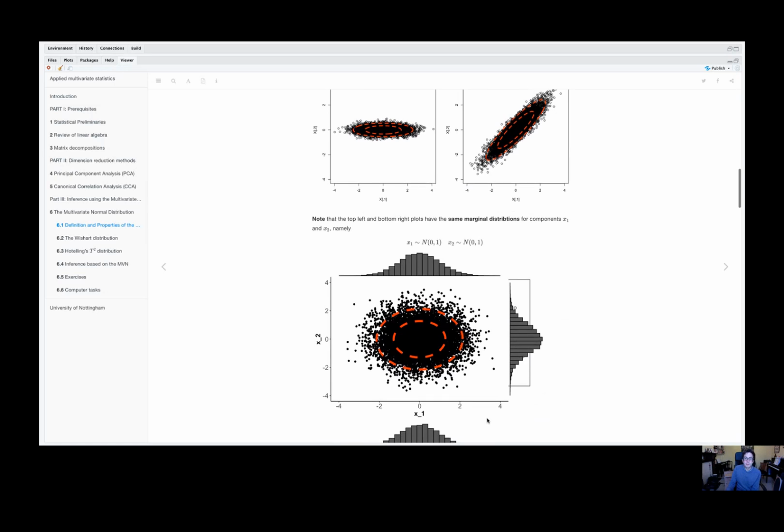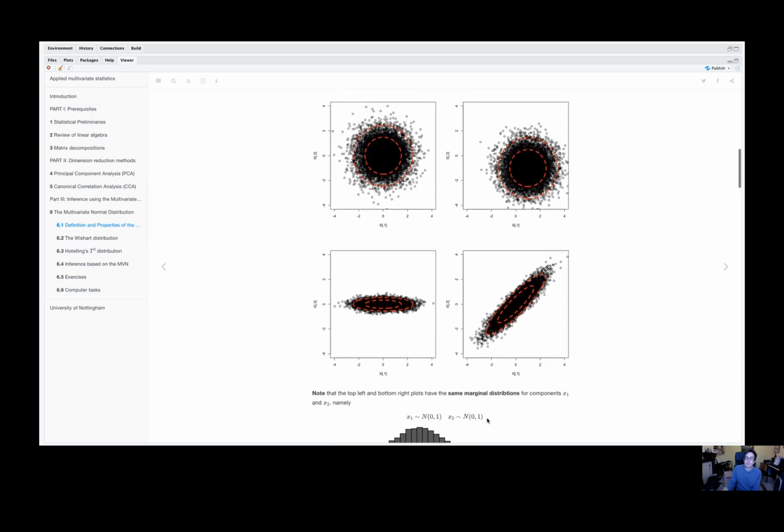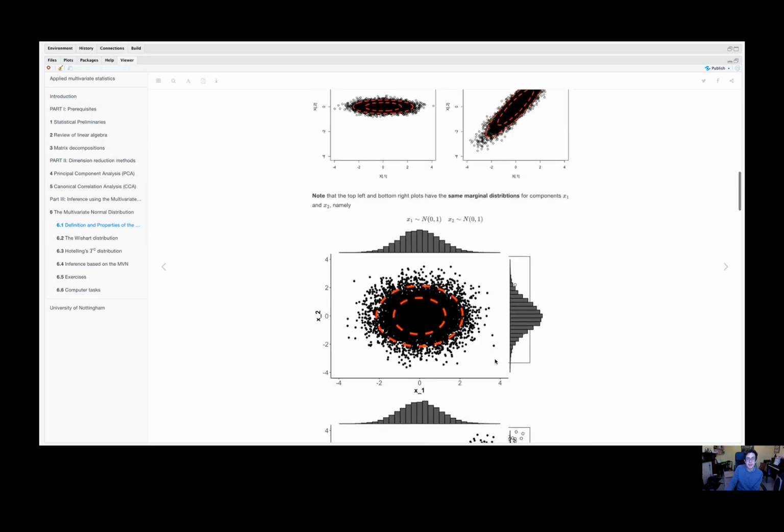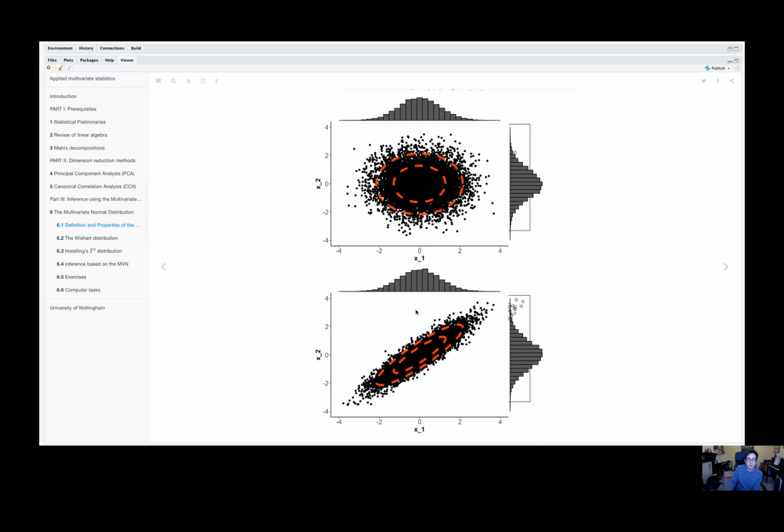One of the facts I want to highlight here is that the marginal distributions of the top left and bottom right plots are the same. If I just look at the distribution of the x1s in both plots, we get the same. So I've taken those two clouds of points and plotted the marginals. This is the marginal distribution of x1: all these points projected just onto the x-axis. I've plotted the histogram, and the same for these points, and you can see we get the same shape in each case.